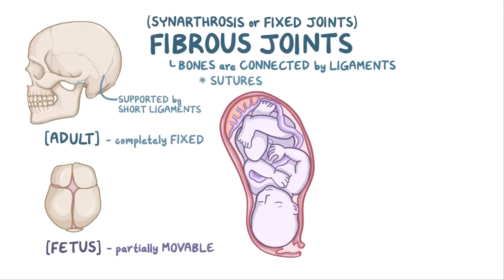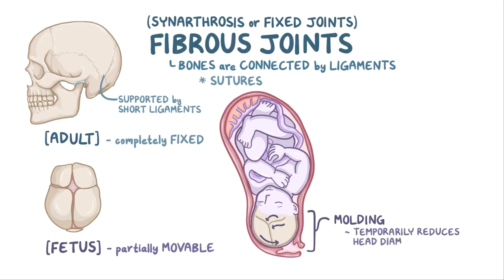During labor, there's a process called molding, where the baby's skull bones slightly overlap, temporarily reducing the baby's head diameter, so that it can pass through a mother's pelvis.